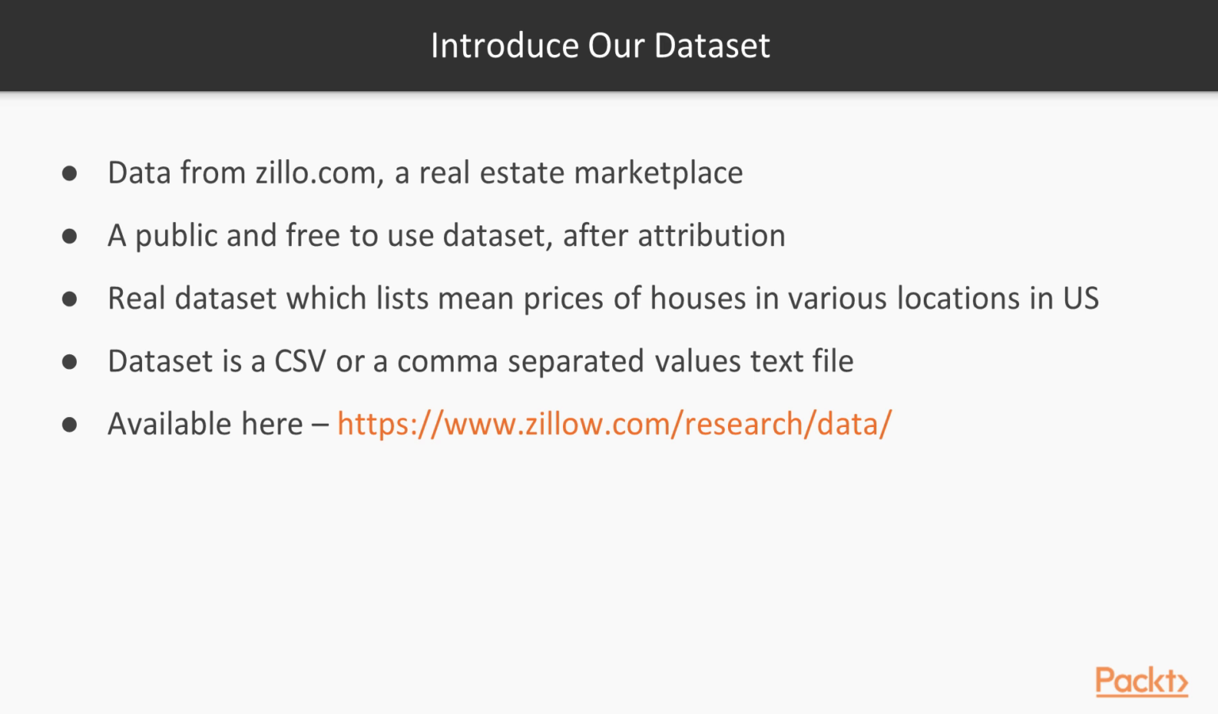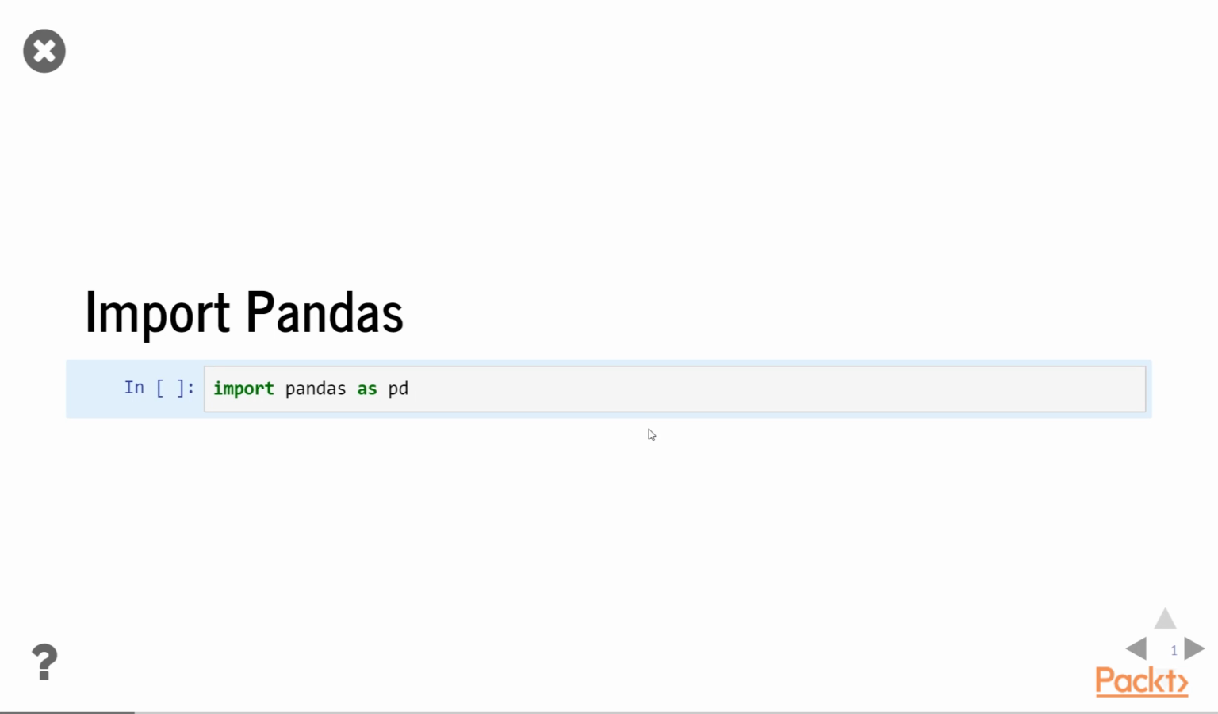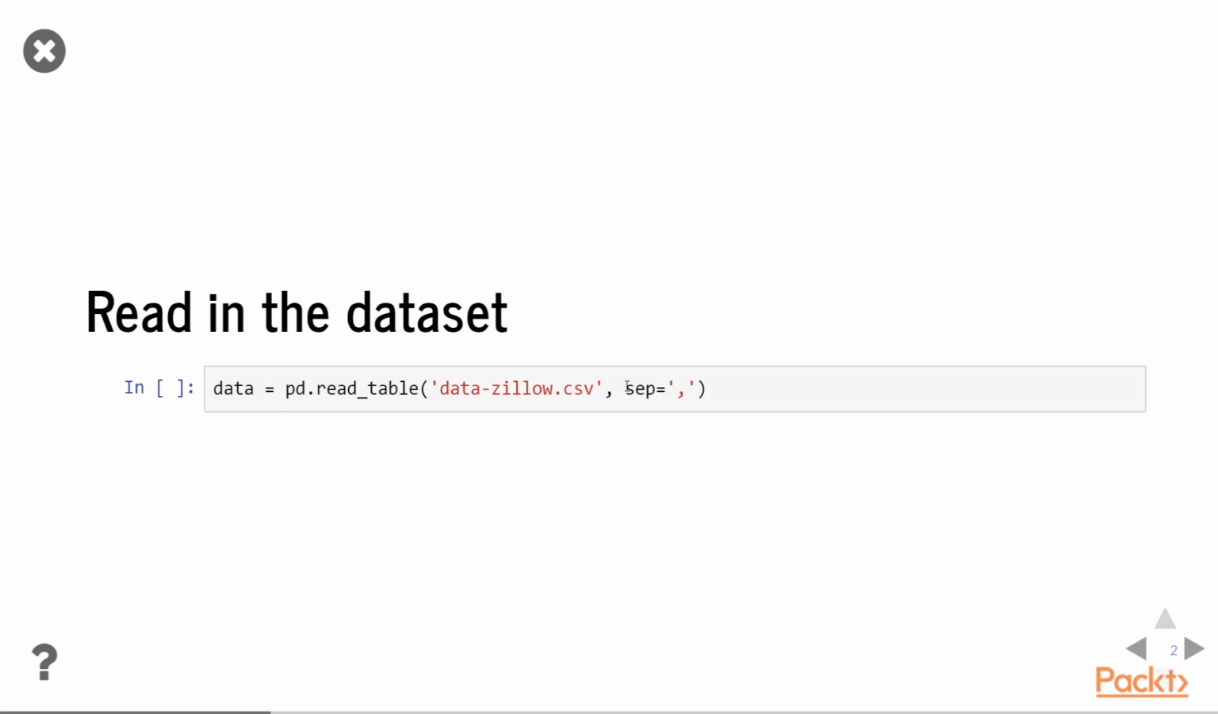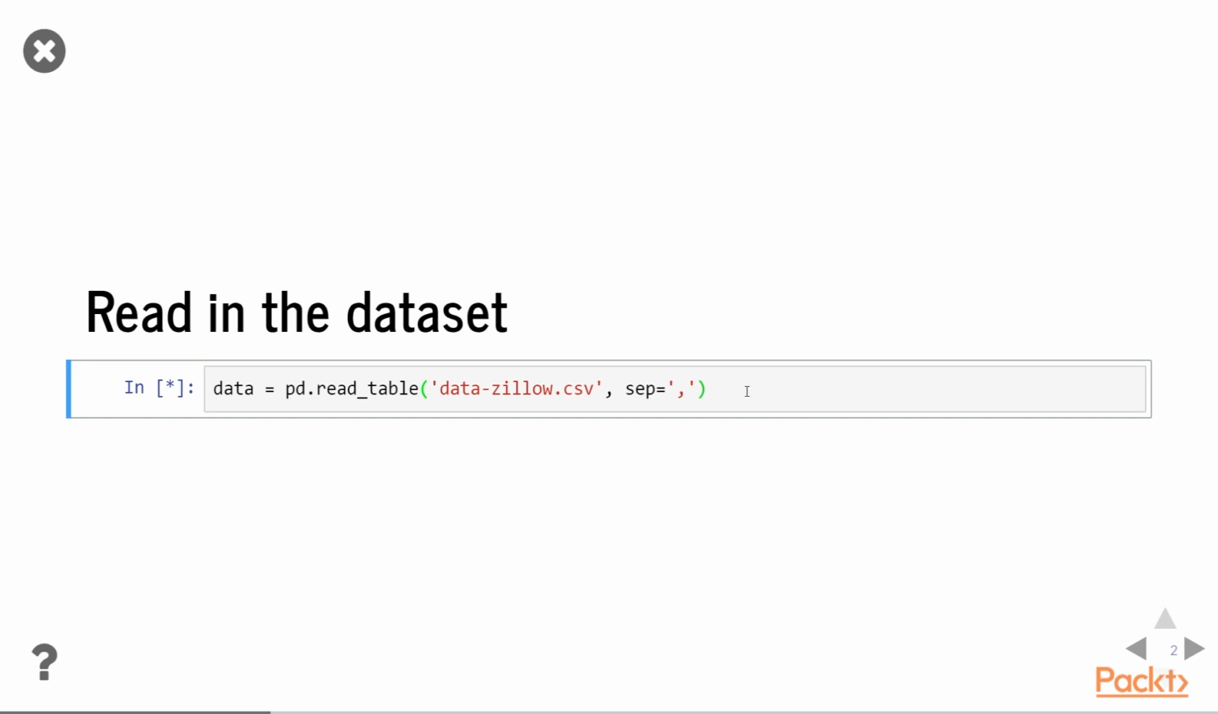We start with importing Pandas modules in our Jupyter notebook. We then read in our dataset. Since it's a CSV file, we are using Pandas read CSV method for this. We pass the file name and a comma as separator to the read method, and we create a data frame out of this data, which we name as data. Now we have read in our dataset into a data frame.